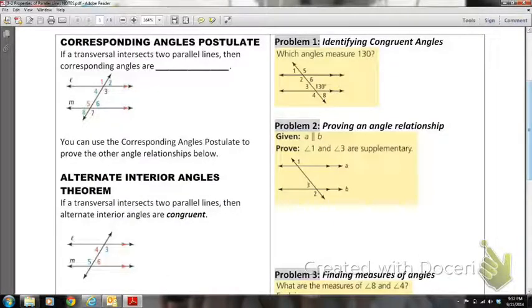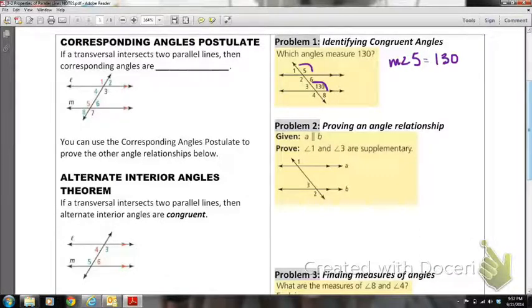In problem 1, you're identifying congruent angles, and it asks which angles have a measure of 130. So look at the diagram and the angle that's marked as a measure of 130, and see which angles are congruent to that angle. So according to the postulates and theorems that we just had over on the left side of your page, corresponding angles are going to be congruent. So the angle that's corresponding to the 130 degree angle is angle 5. So that means that the measure of angle 5 is going to be 130.